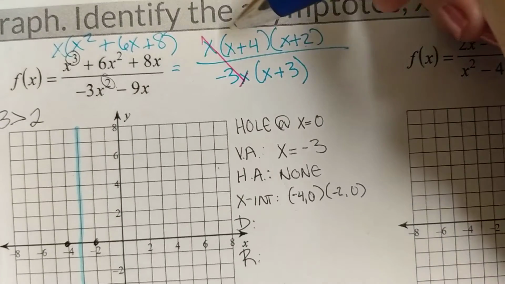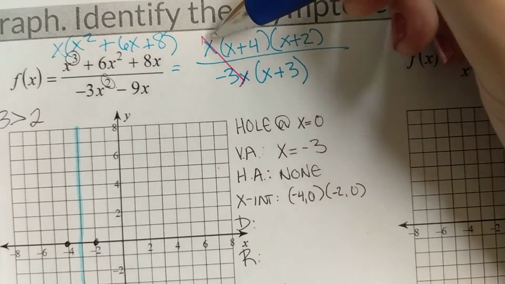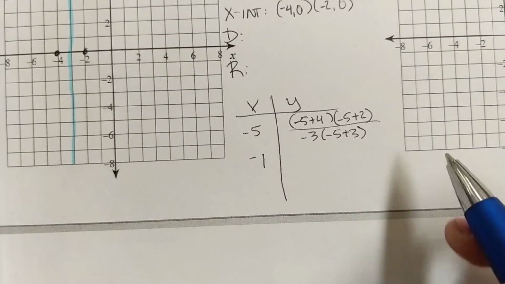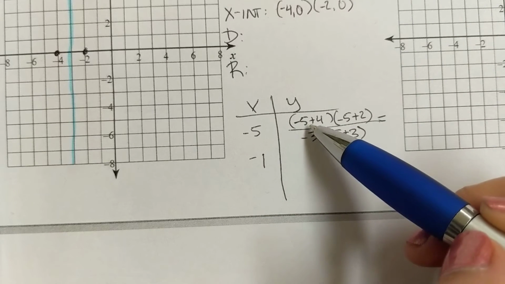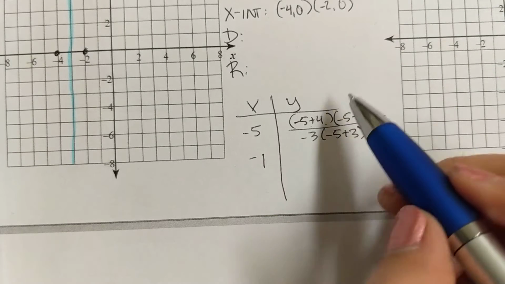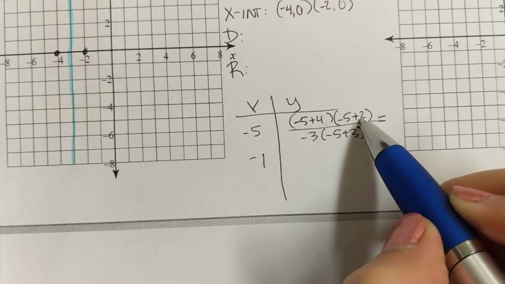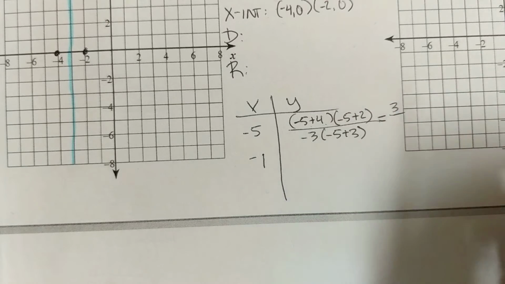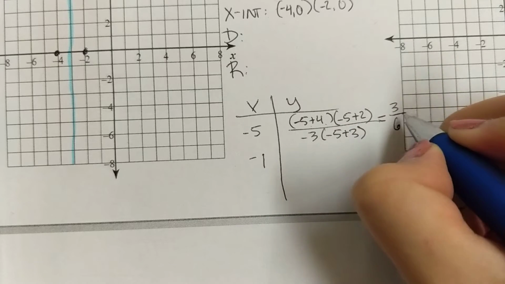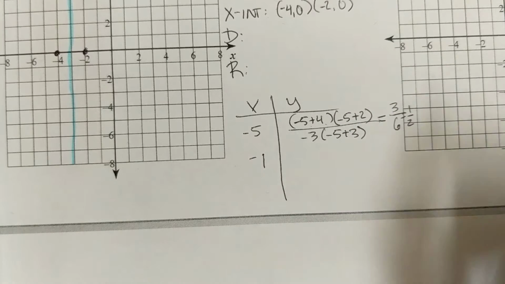Notice how I did not include the x's. Negative 5 over negative 5 would just be 1, so it's not relevant. So then you have negative 1 times negative 3 is 3 over negative 3 times negative 2 is 6. 3 over 6 is 1/2.